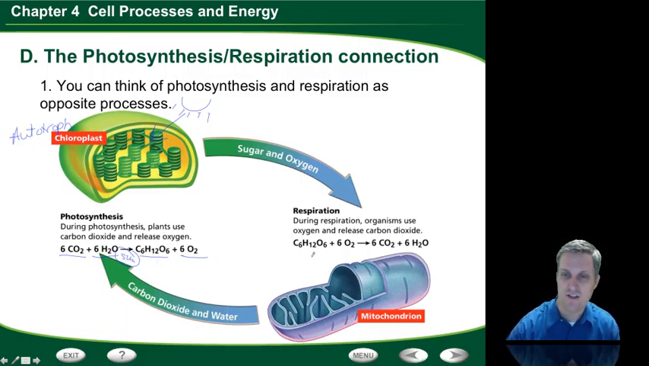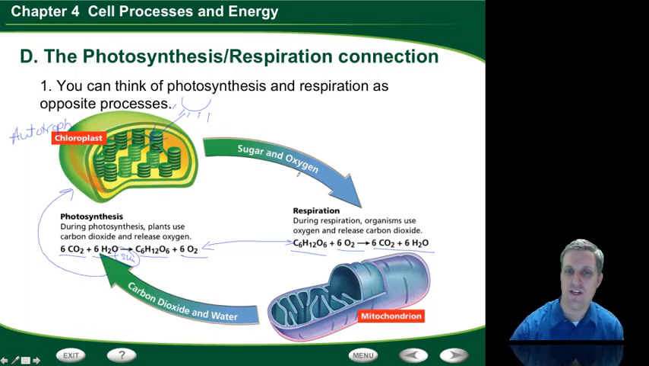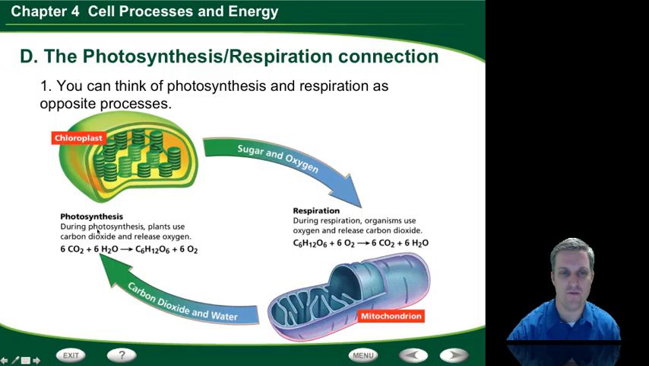Well, notice the difference. In respiration, we start with sugar and oxygen. Does this look familiar? We start with sugar and oxygen, and our products are carbon dioxide and water. Notice the play here. The plant started with carbon dioxide and water, and it came out with sugar and oxygen. In the mitochondria of the animal cell, sugar and oxygen were the start, and that produced carbon dioxide and water. So it's cyclical. We'll see this cycle happen over and over again.